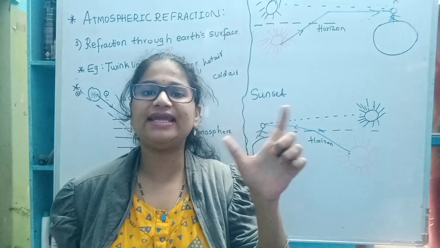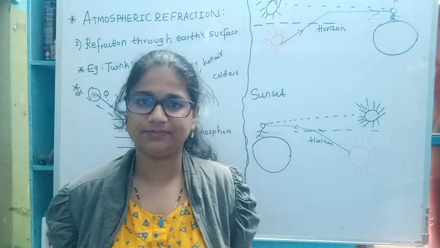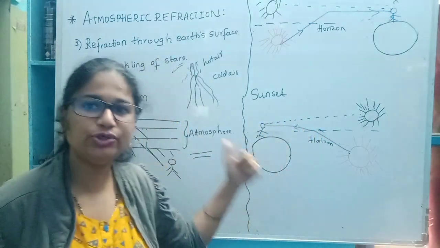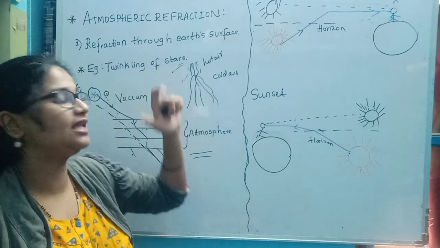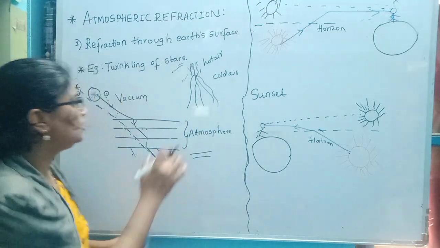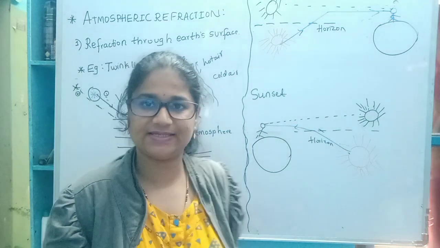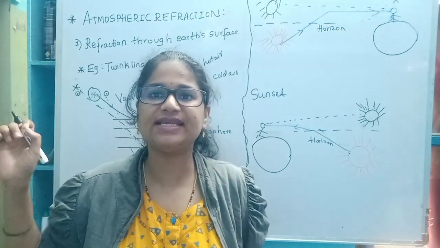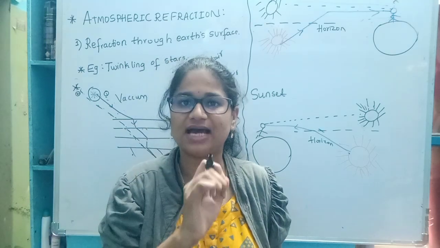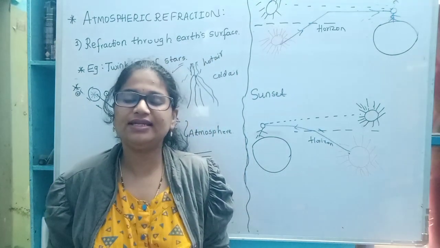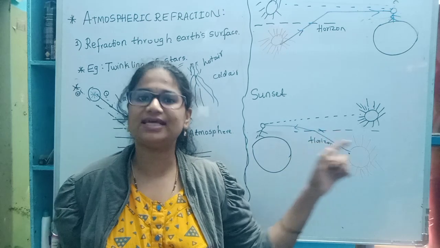So the light appears flickering or shaking. It is due to this phenomenon, that is atmospheric refraction, the refraction which occurs through the Earth's atmosphere. This is the reason behind the twinkling of the stars also. Now, let us consider the sunrise or the sunset.